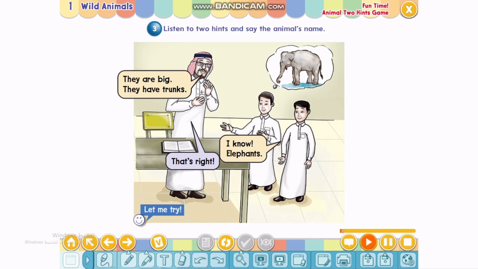Are you ready? Let's start. They are big. They have trunks. I know. Elephants. That's right. Let me try. They are smart. They have long arms. I know. Chimpanzees. That's right. Let me try. They are scary. They have big teeth. I know. Crocodiles. That's right. Okay, good. Let's play for real.